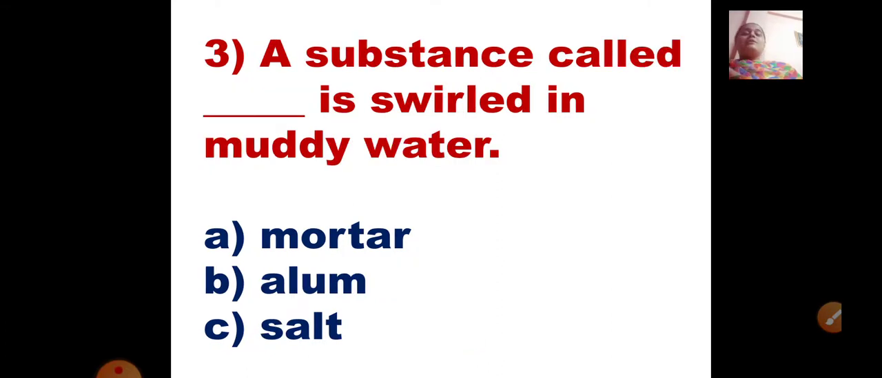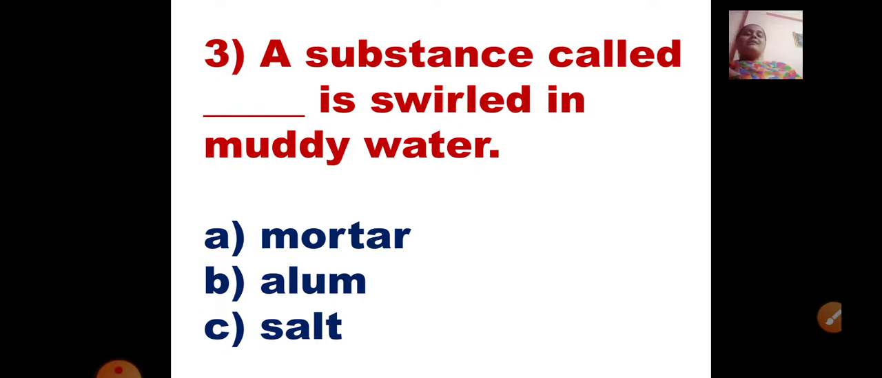Now what is the third one? A substance called dash is swirled in muddy water. Okay, what is that substance called which is swirled in muddy water? Is it A, mortar? Is it B, alum? Or is it sea salt?